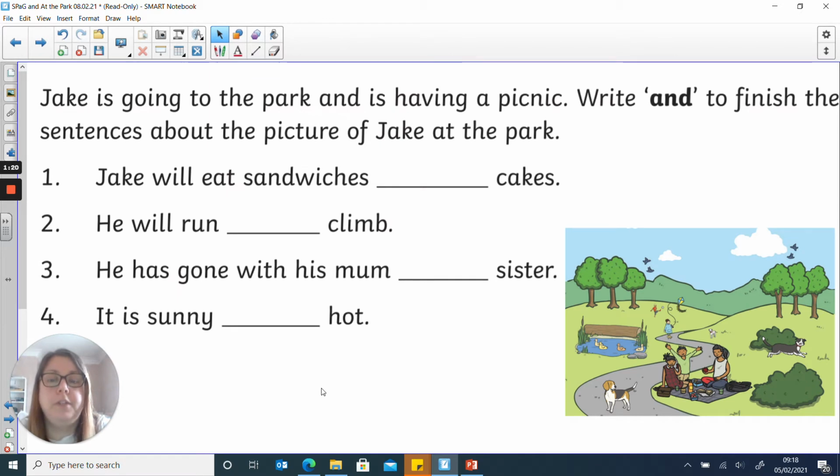So what I want you to do now is I want you to write out these sentences, and where the missing words are, where the lines are, I want you to write and to finish the sentences. So it says Jake will eat sandwiches and cakes. I'm sure you can read the other sentences. So pause the video, write out the sentences and put and in the missing space.